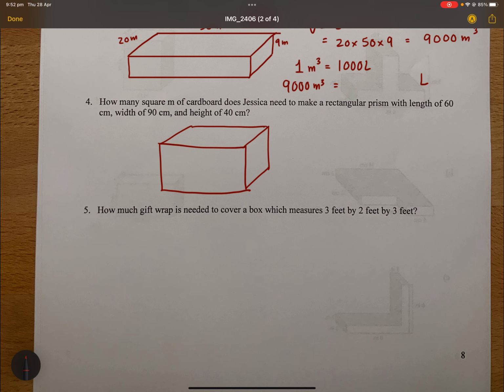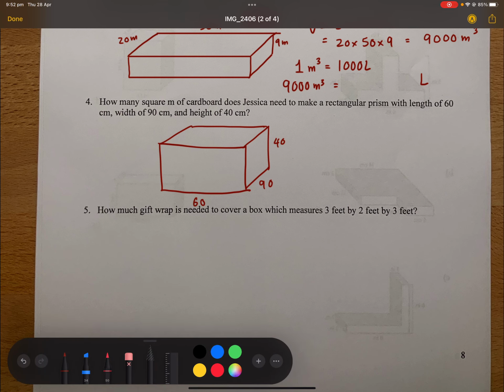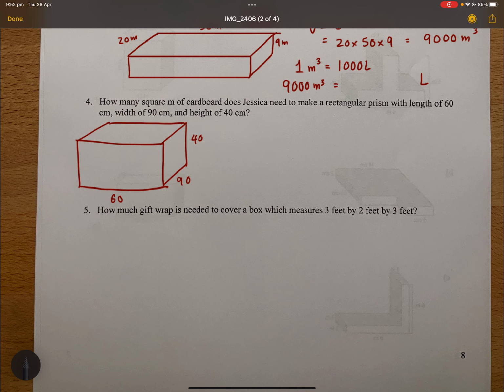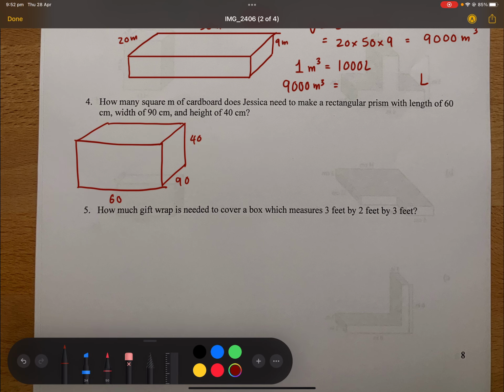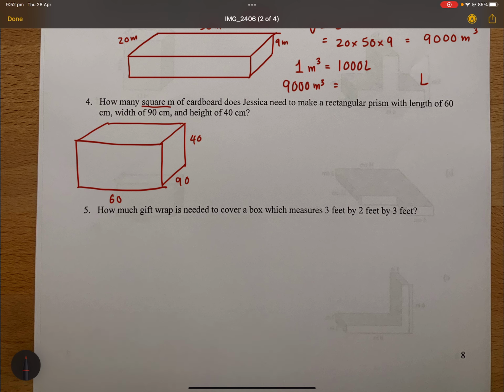And it looks like it's a width of 90, length of 60, and a height of 40. Okay, my drawing is not to scale, so don't rely on this to be an accurate drawing. Now, how many square meters of cardboard paper? Okay, so square meters, we're looking for the surface area.